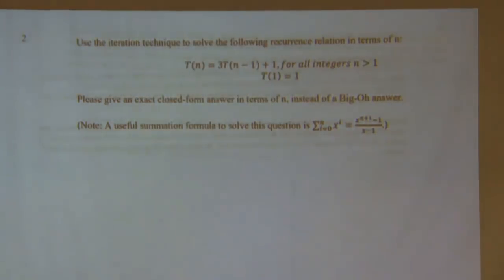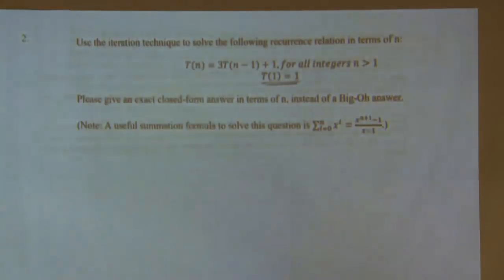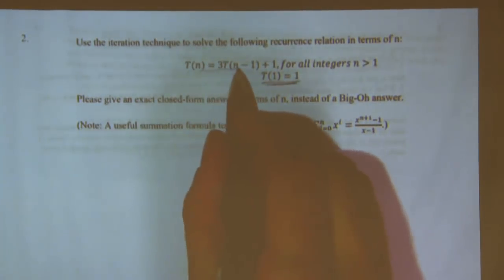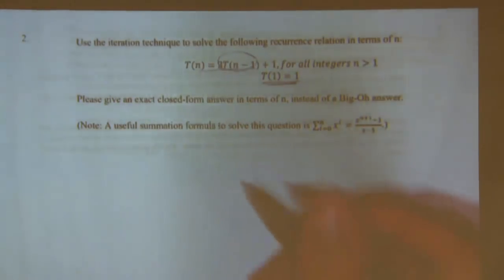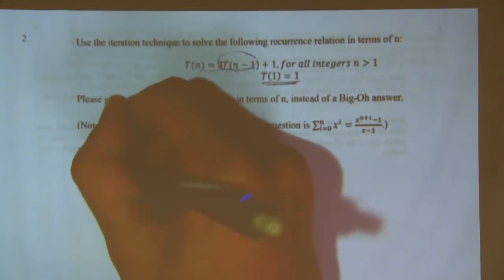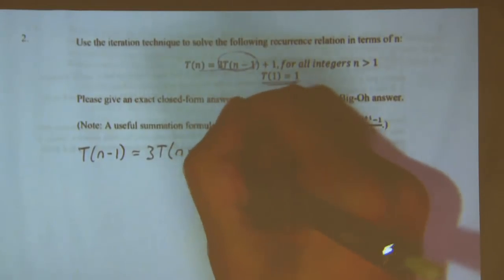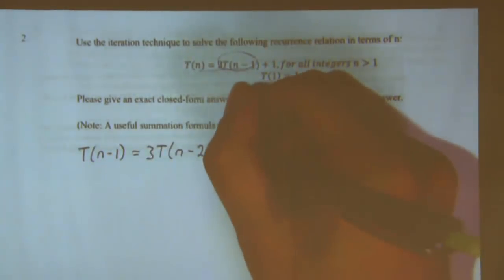So what we do when we start out with recurrence relations is we have this base case right here, and we're trying to work towards the base case, but we're going to use iterative substitution in order to work towards that. So looking at this, I have T(n) is equal to 3T(n-1) plus 1. And we don't really know what this T(n-1) is, so we need to figure that out. So we just plug n-1 into this formula, and we get 3 times T(n-2), right, plus 1.